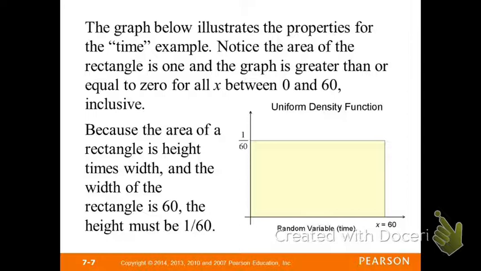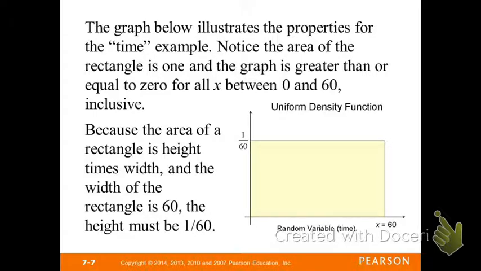The graph below shows the properties for the time example. Notice that the area of the rectangle is 1, and the graph is greater than or equal to 0 for all values between x equals 0 and 60. Because the area of a rectangle is height times width, the width of the rectangle is 60 minutes. The height must be 1/60th, and it is 1/60th because the probability that it'll arrive in any of those minutes through that hour is 1 out of 60. So 1 minute out of 60, the probability of each time slot is there.